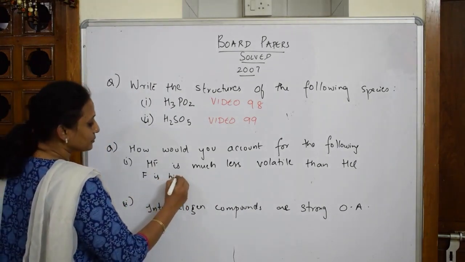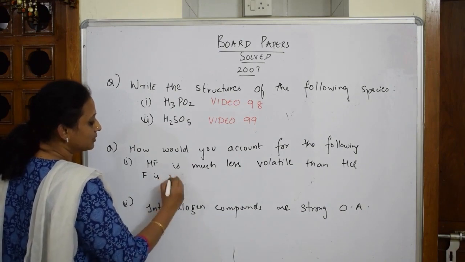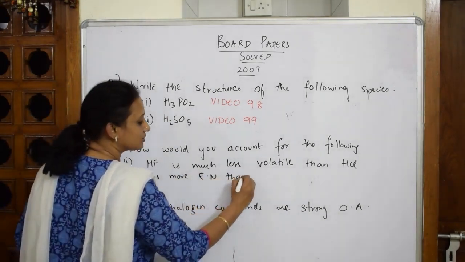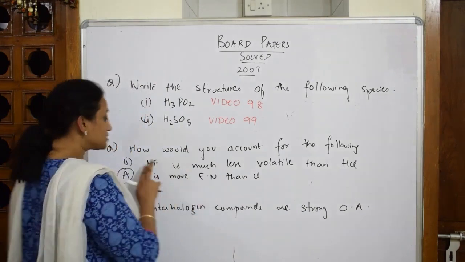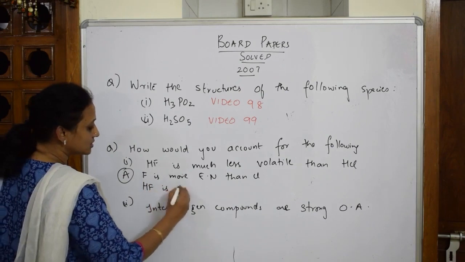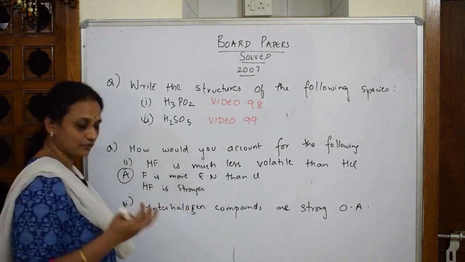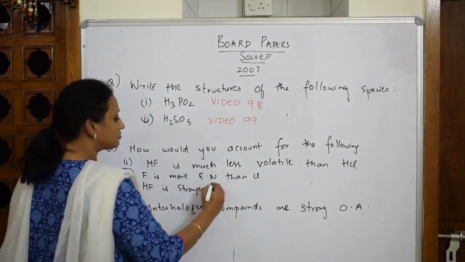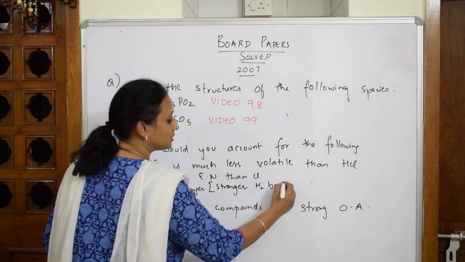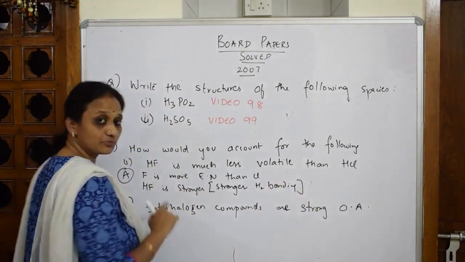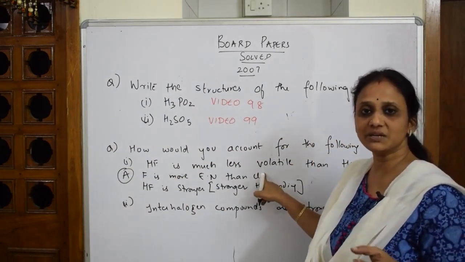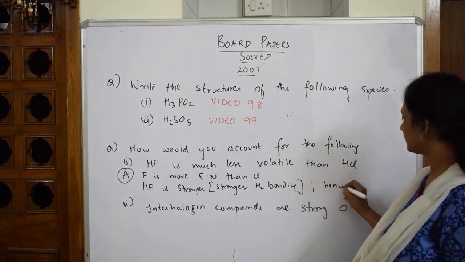Fluorine is more electronegative than chlorine. This is my first reason. If it is more electronegative than chlorine, what will happen to the bond between them? The HF bond is stronger and it forms strong hydrogen bonding. Because between hydrogen and an electronegative atom is hydrogen bonding, isn't it? So when the hydrogen bonding is stronger, will it be volatile? Can it vaporize immediately? No, isn't it? Hence, less volatile. That's it.